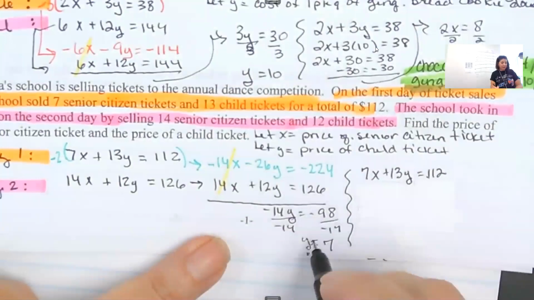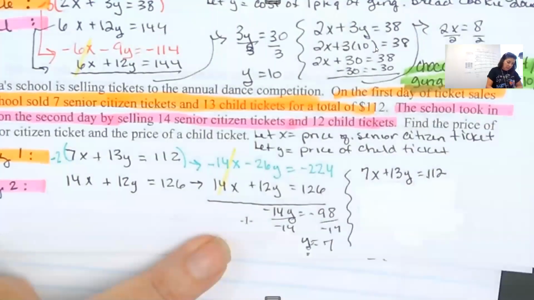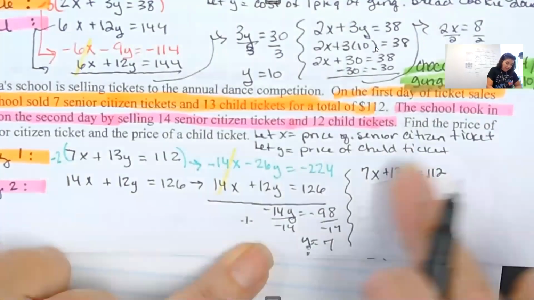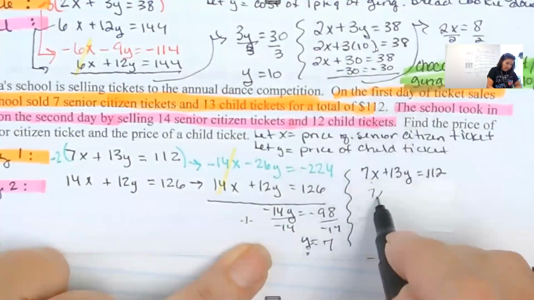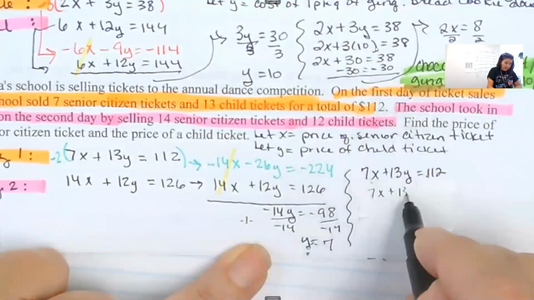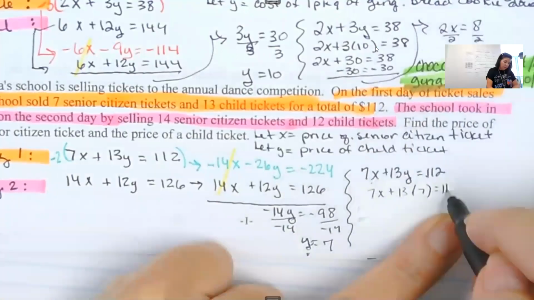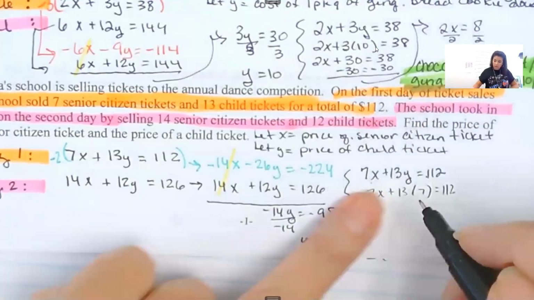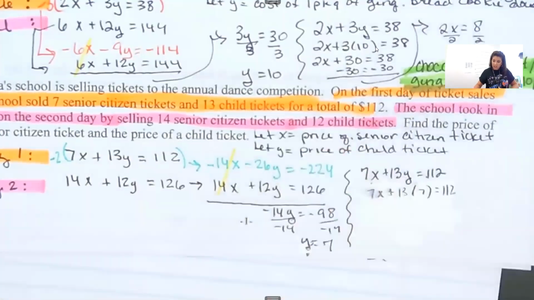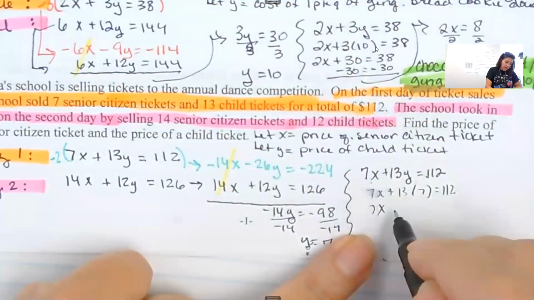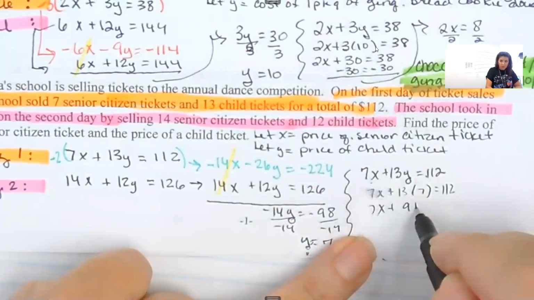That's what I get for trying to hurry. So I found y, not x. So 7x plus 13 times 7 was 112. So 7x plus 91 equals 112.